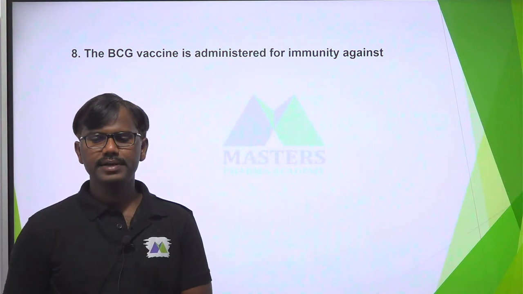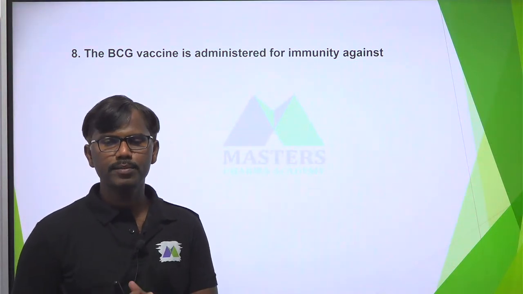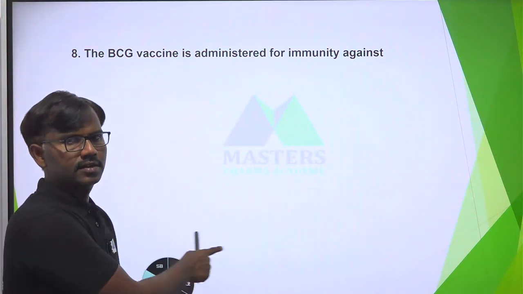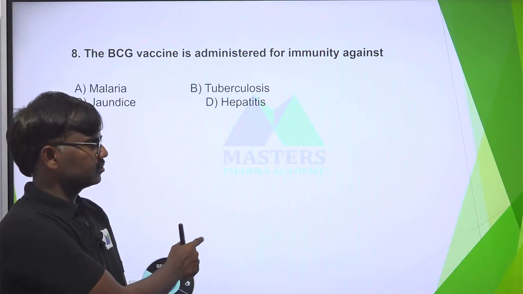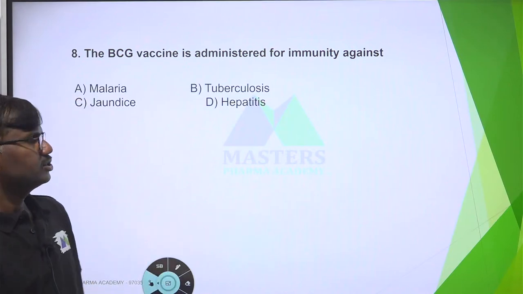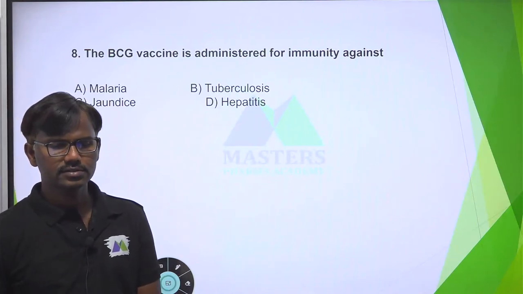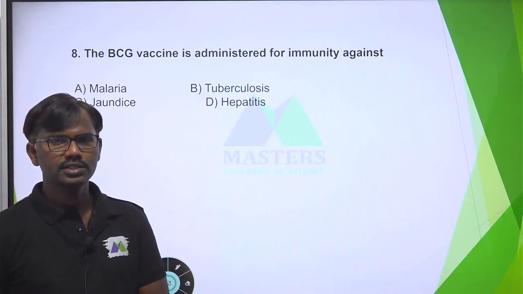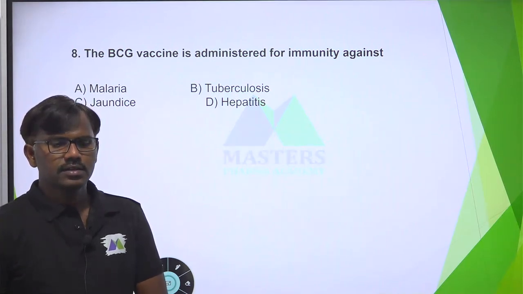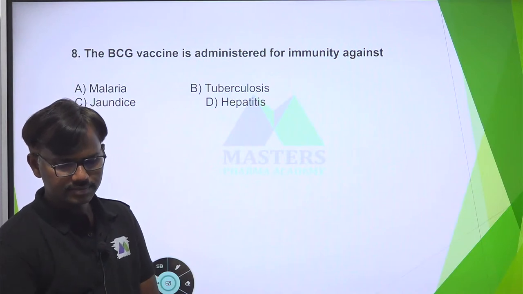Okay, next question. The BCG vaccine is administered for immunity against: malaria, tuberculosis, jaundice, or hepatitis. Right. Anyone answer?